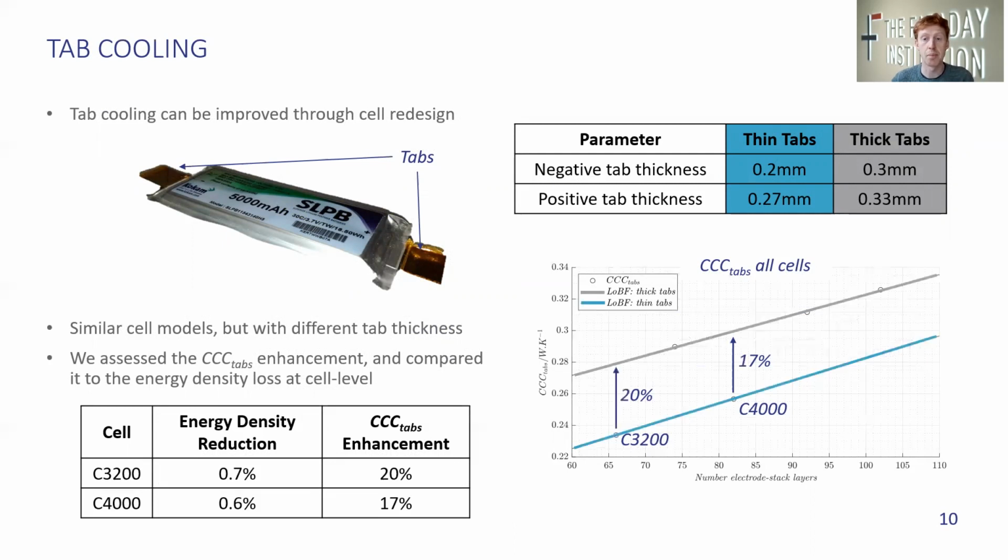We calculate that the tab CCC would increase by 20% for the 3.2 ampere cell and 17% for the 4 ampere cell if thicker tabs were selected. So for a 0.7% reduction in cell level energy density, we increase the thermal performance by 20%, which isn't such a bad payoff. It comes back to optimization of pack energy density rather than cell level energy density without consideration of the pack.